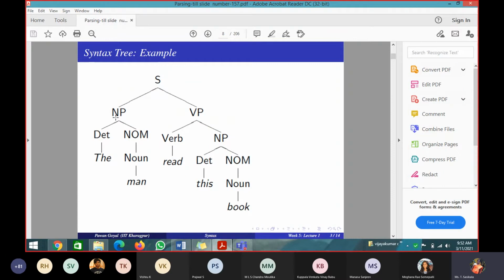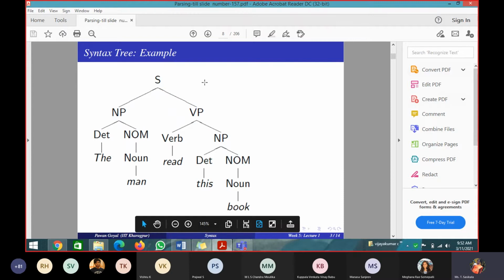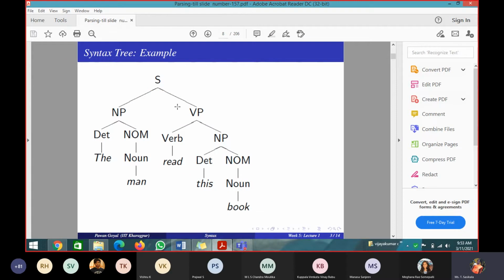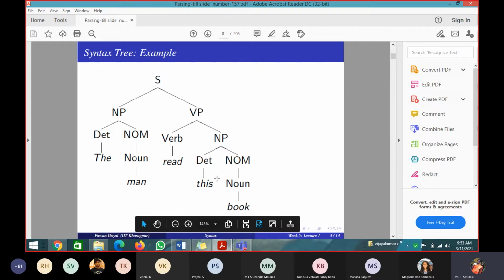So the root node of the tree is the given sentence and the leaf nodes of the tree are the words present in the given sentence. So this gives the complete hierarchical structure of how the words are arranged to form a given sentence. If I am able to draw a tree like this for a given sentence, then I can say that the given sentence is grammatical. If I can't draw it, then the given sentence is not grammatical. There is something wrong in that.